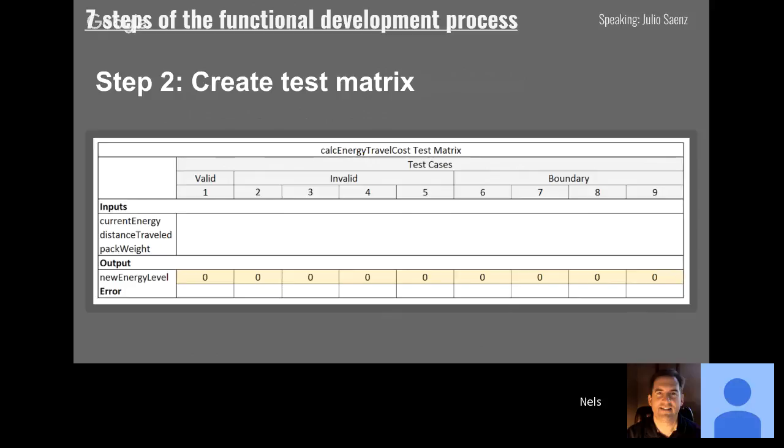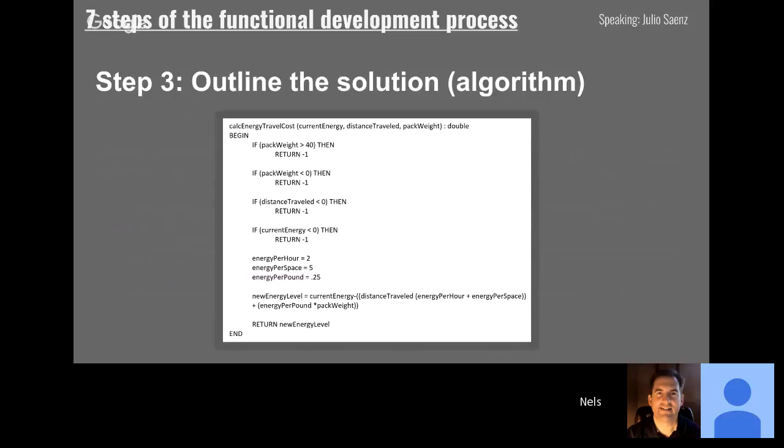On step 3, we created our pseudocode using a Word document, the if statements, to return errors if they weren't true. And then we also wrote the pseudocode to execute the algorithm.